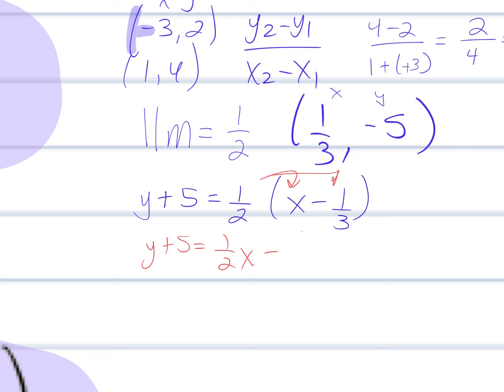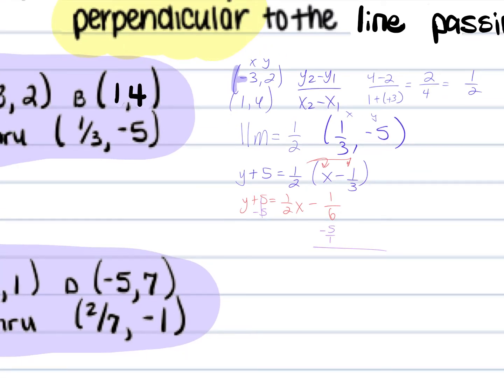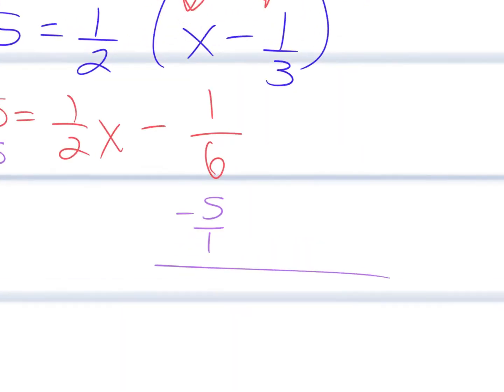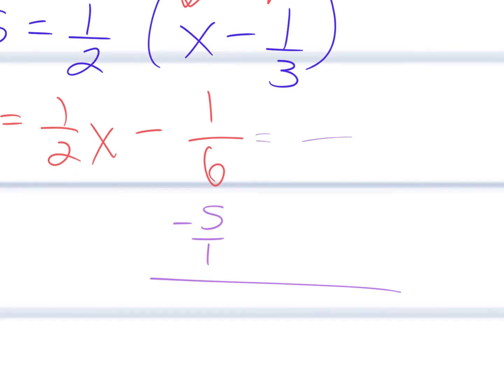1 times 1 is 1. 2 times 3 is 6. Good. And then the last thing I do is subtract that 5. So subtract the 5. I'm going to put it over 1 just so I can see. So my line here is going to be y equals 1/2 x, and then I got to figure this part out. What's the common denominator between 6 and 1? 6. Okay. So this just stays 1/6, right?